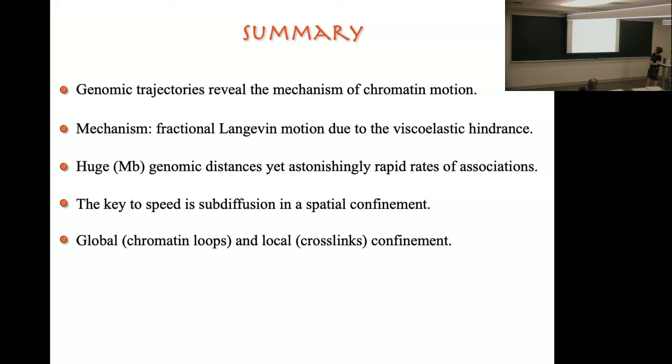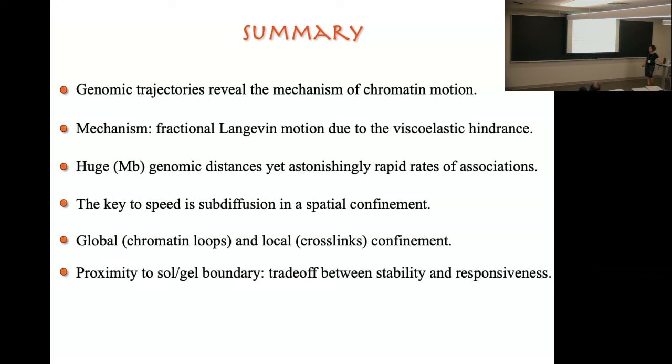Insights from molecular dynamics simulations suggest that there are two sources of the confinement. On the global scale, the confinement is imposed by chromatin loops, and on a more local scale, the confinement comes from crosslinks. The crosslinks appear to be weak, which suggests that the chromosomal DNA is a weak gel poised near the sol-gel phase boundary, and this provides it with a trade-off between stability on the one hand and fluidity and responsiveness on the other hand.